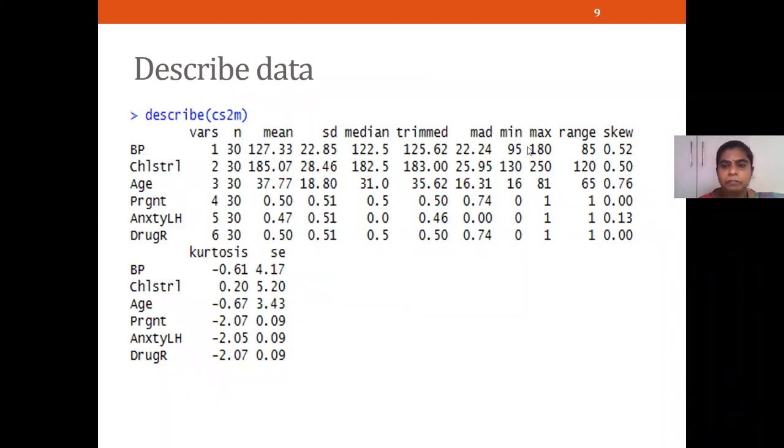So apart from minimum, maximum, mean and median, you can also see standard deviation, and then vars, which is nothing but the variable number, and the total number of samples, then mean, standard deviation, median, then trimmed, and then you have range, skew, then kurtosis, and then SE value. All these things are there.